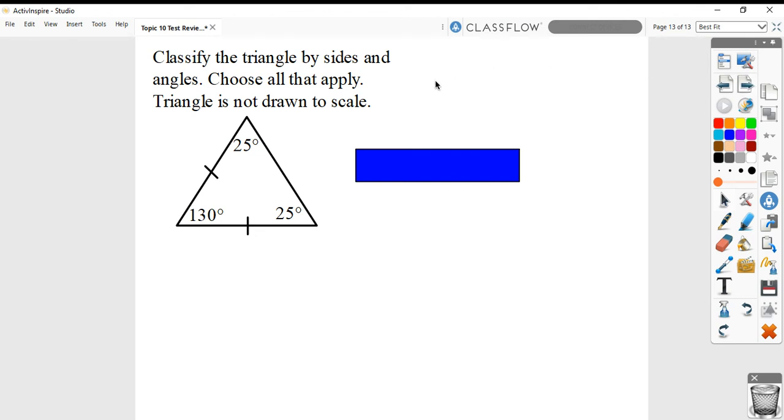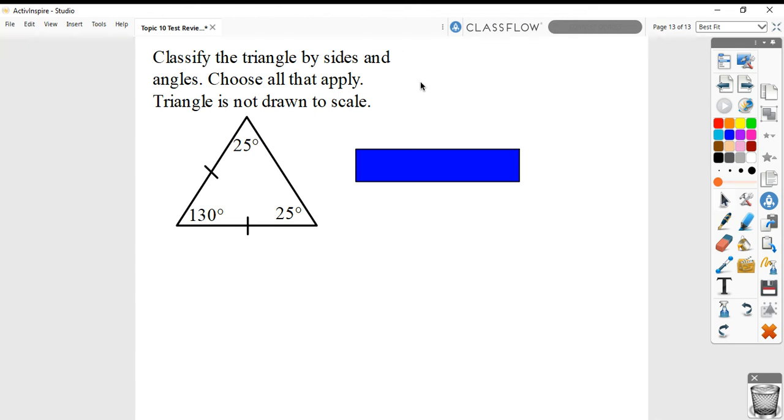All right, our last one: classify the triangle by sides and angles. Y'all remember from that section of notes that there are two different ways we can look at triangles. One of them is by the angle measures. One of them is by side lengths.